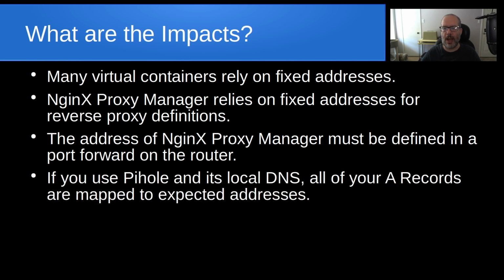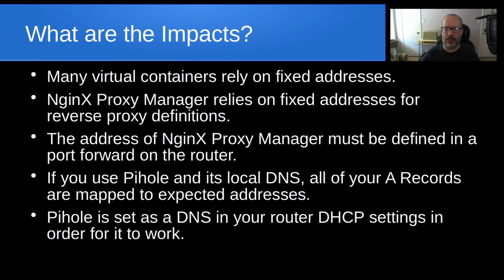But that address has probably changed again because the Nginx Proxy Manager instance itself got a new DHCP address. So if you use Pi-hole and its local DNS, all of your A records are going to be mapped to expected addresses. And Pi-hole is set as a DNS in your router DHCP settings in order for it to work. And I like how Pi-hole's set up. Of course, you won't have any of these problems if you implement local DNS on your router where your DHCP server is. But my recent videos show why you might want to think of a few alternatives to that.